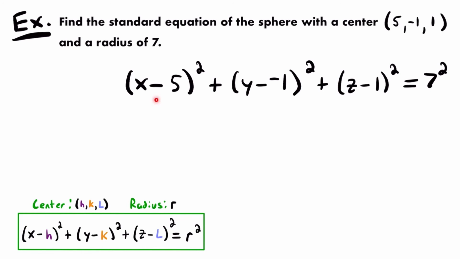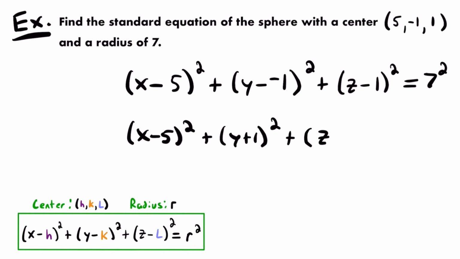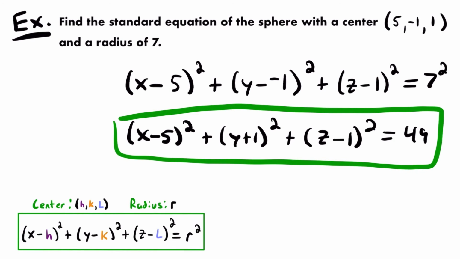Okay, and so if you wanted to, you could leave it in this form. This would be the standard equation of the sphere in this case, with this center and this radius, but typically it's a good idea to simplify anything if you can. In this case, we know that y minus -1 is the same as y plus 1, and we know that 7 squared is 49. So let's write this again. We'll have x minus 5 squared plus y plus 1 squared plus z minus 1 squared, and that's equal to 49. All right, and so that is the standard equation of the sphere with a center of 5, -1, 1, and a radius of 7. Let's take a look at one more example for this video.